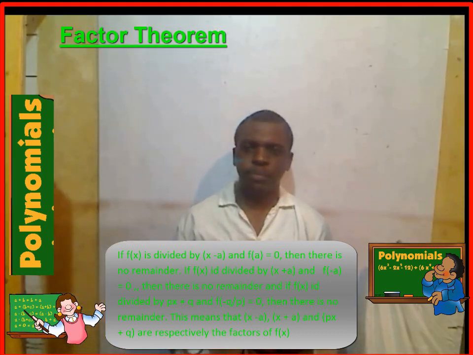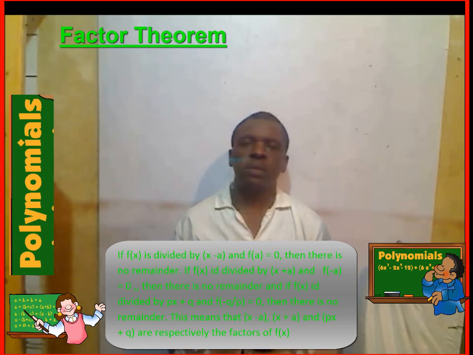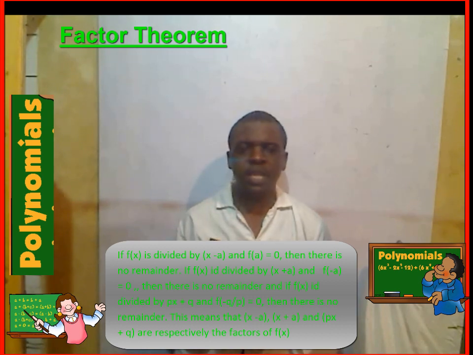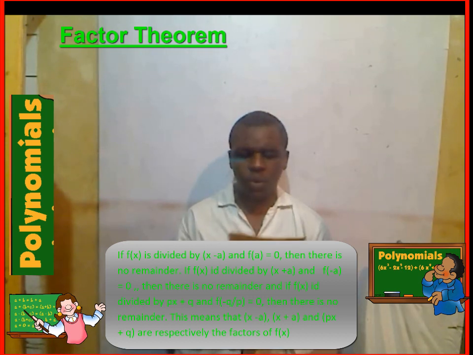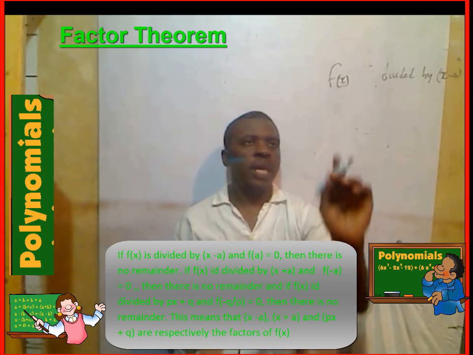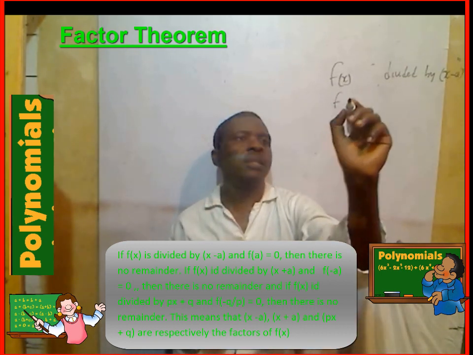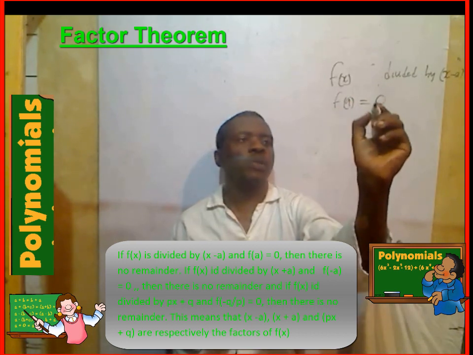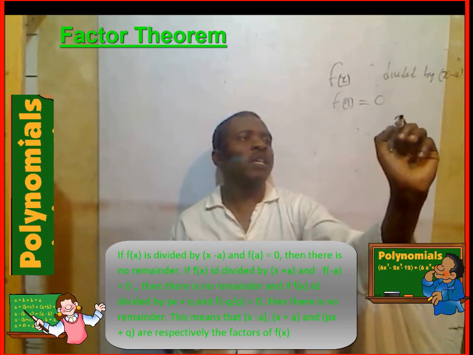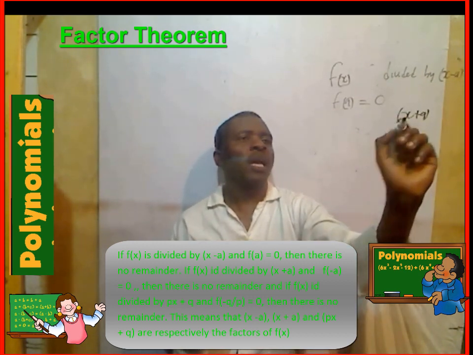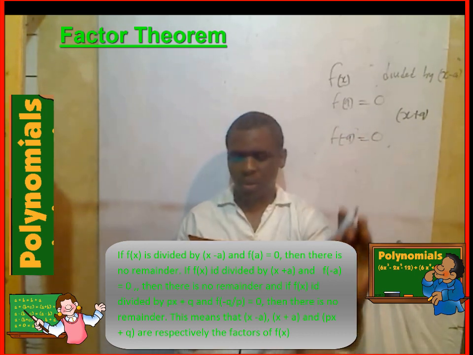Factor theorem. Definition. Consider the polynomial f of x. If f of x is divided by x minus a and f of a is equal to 0, then there is no remainder. If f of x is divided by x plus a and f of minus a is equal to 0, there is no remainder.